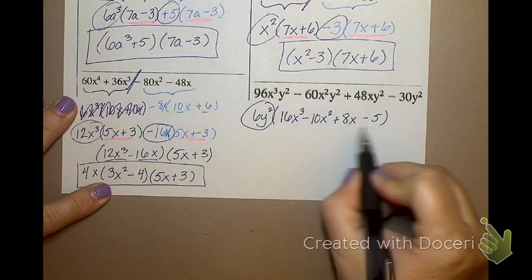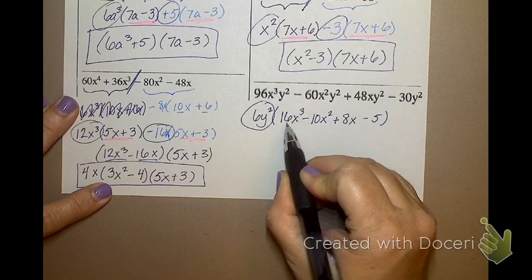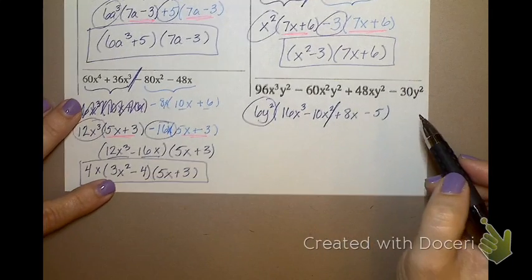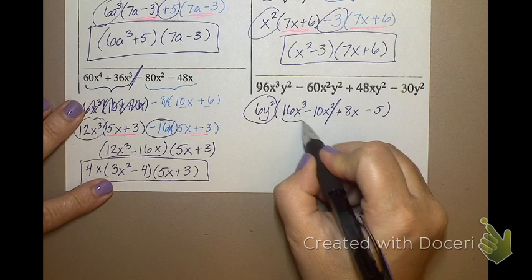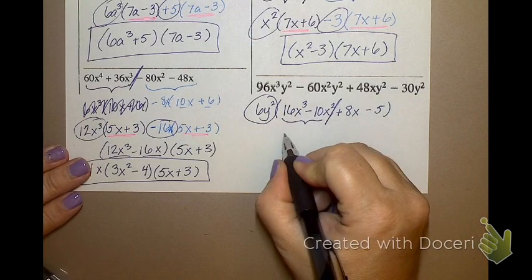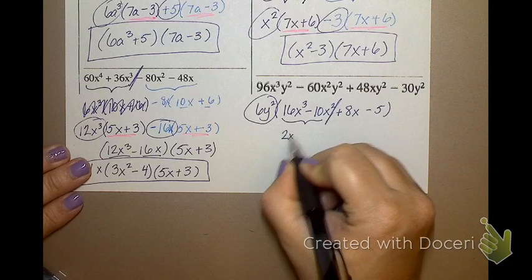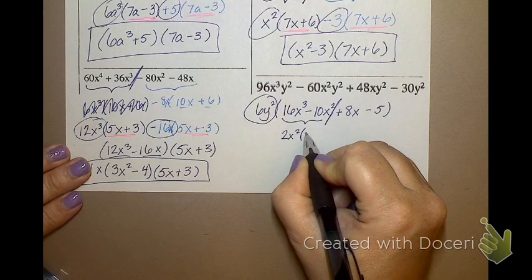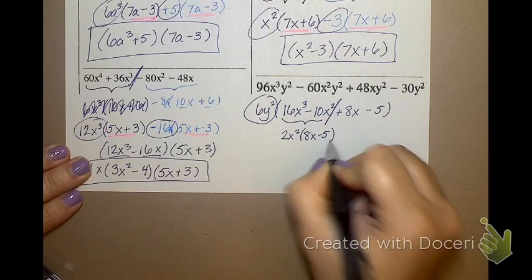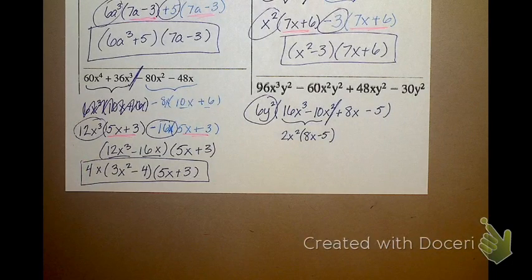What do I do in here? They don't have anything in common, so what do? Cut it in half. What do those two have in common? 2x squared, and what would be left inside? 8x minus 5. Okay, what sign do I bring down?